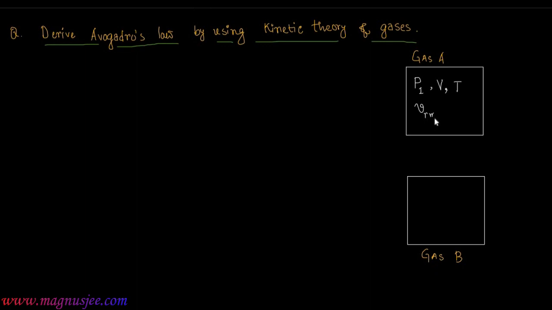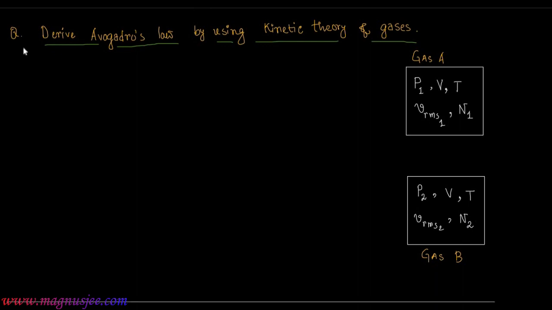Vrms1 is the RMS velocity of gas molecules. N1 is the number of molecules of gas A. Similarly for gas B, P2 is the pressure, V is the volume, T is the absolute temperature, Vrms2 is the RMS velocity of gas molecules, and N2 is the number of gas molecules.